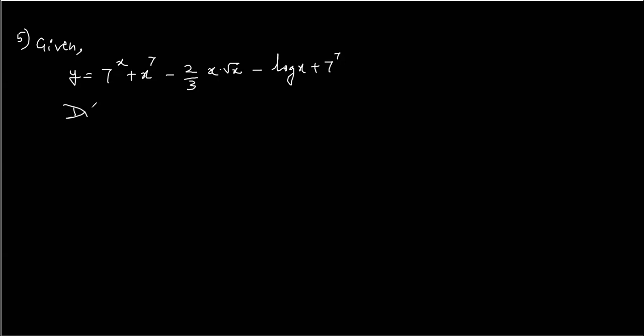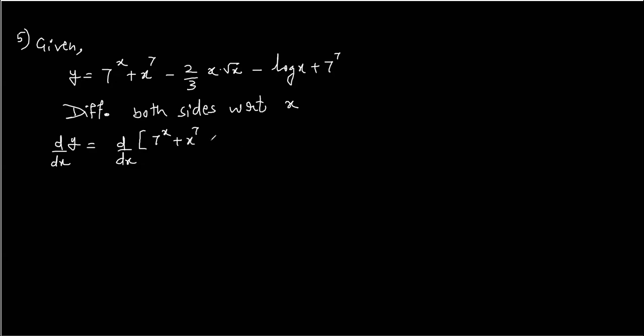So I write here differentiating. We can write even the short form DIFF, it is allowed. Differentiating both sides with respect to x. WRT stands for with respect to x. So the next I write is d by dx of y. Here I have d by dx of 7 raised to x plus x raised to 7 minus 2 upon 3 x root x. See students, x root x.